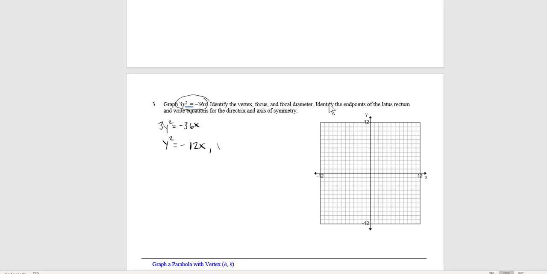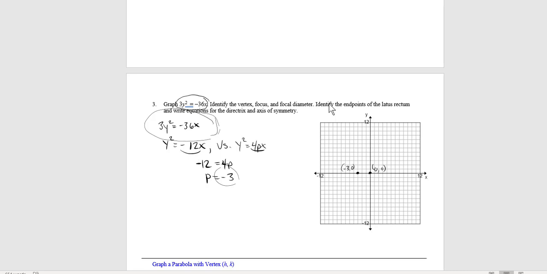But compare this to the standard general form where we have that p-value unspecified. This tells us -12 is equal to 4p, so p equals -3. This is a sideways opening parabola. So from the vertex at the origin, we go -3 in the x direction. Oh, sorry, -3 in the x direction. Opposite of what I did there. That's -3, right? So we know this thing's opening to the left because we have a negative p-value.